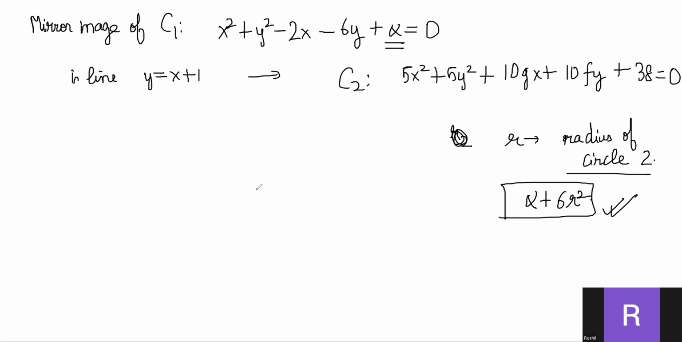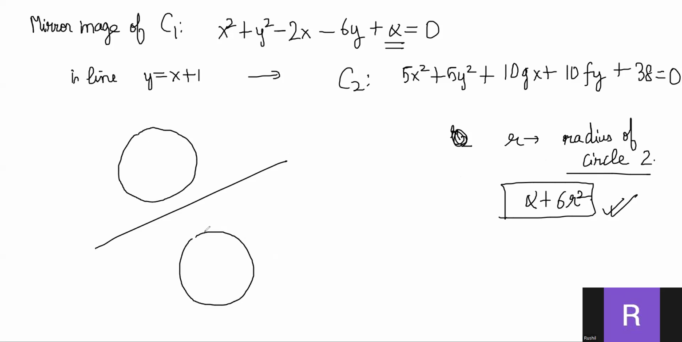There is a line, there is a circle, and we have to do the mirror image of that circle. Obviously, the radius will be the same. I had solved this question after the test. It's very long? No, during the test I thought it would be long, but I solved it later. It was easy only. The center of this circle is 1 comma 3.